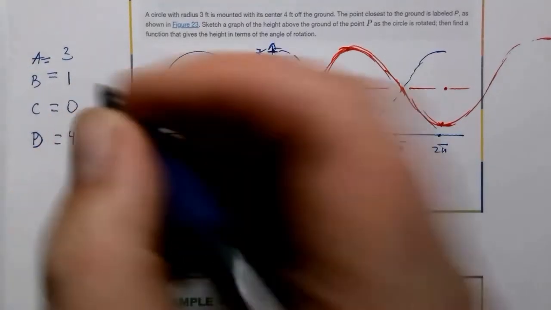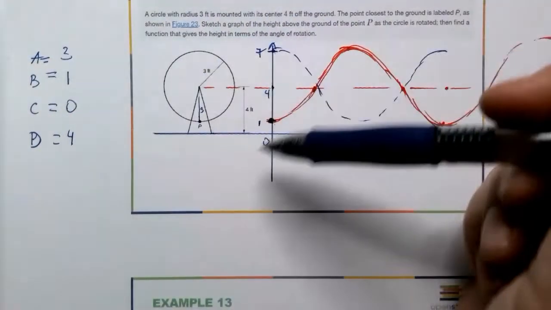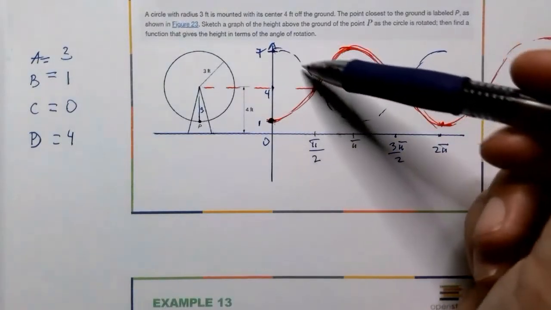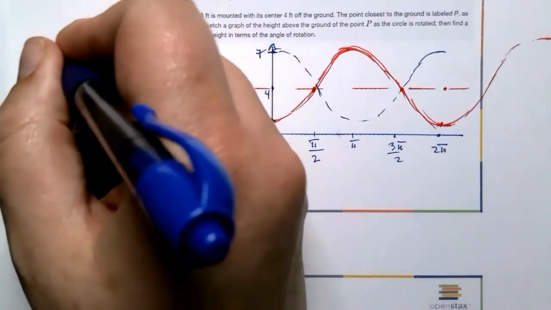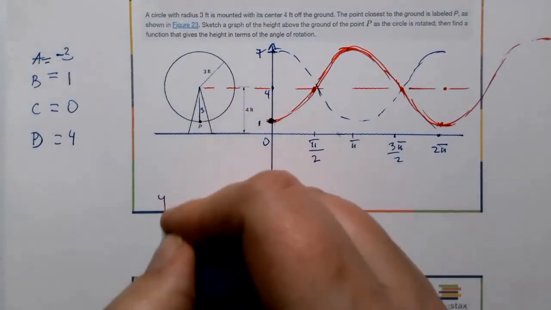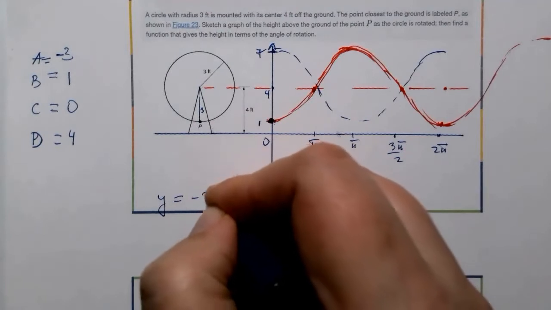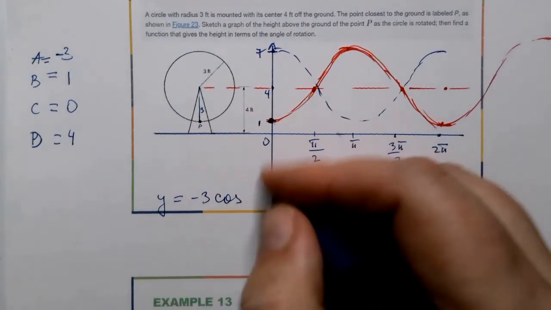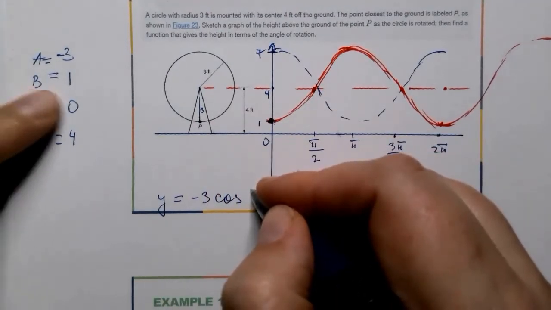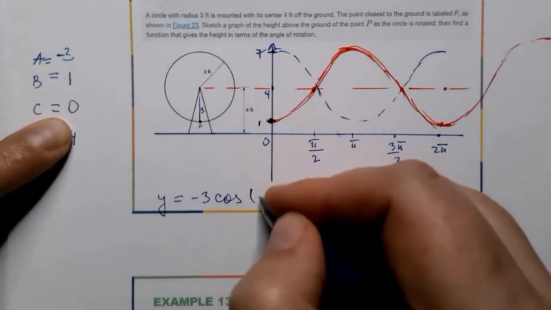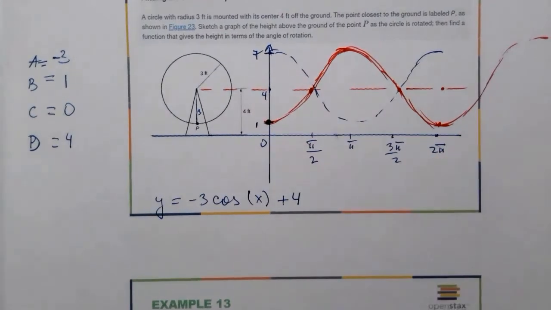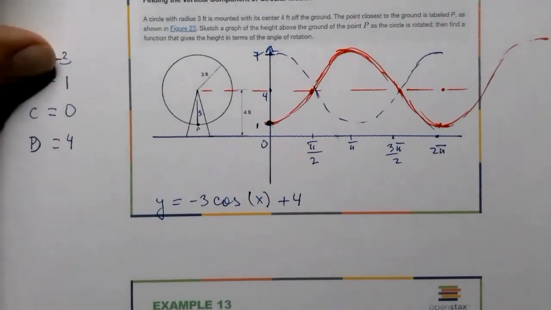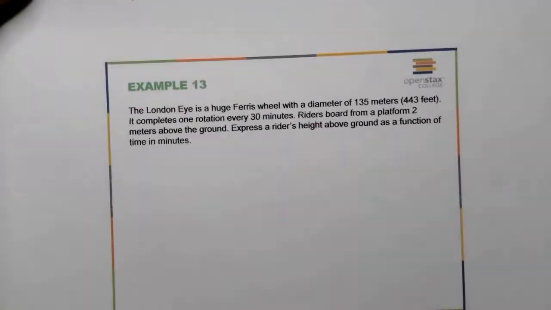So D is 4. And the amplitude is 3, but because the function is actually flipped, the A would be -3. So I'm ready to write my equation. It's -3 cosine. B is 1, C is 0, so it's just going to be x plus 4. That's my equation. All right, let's take a look at the next example.